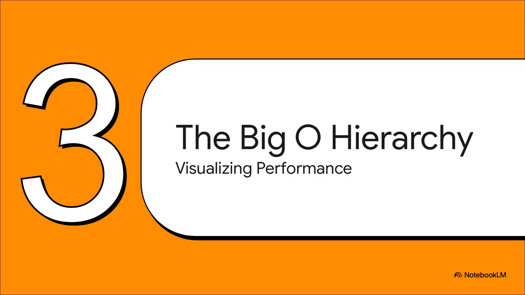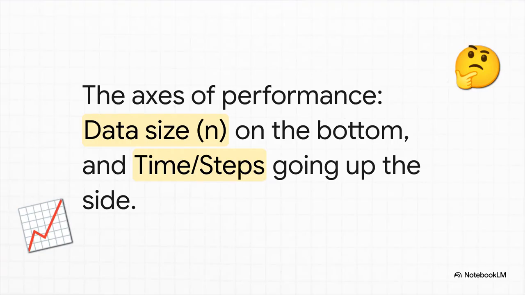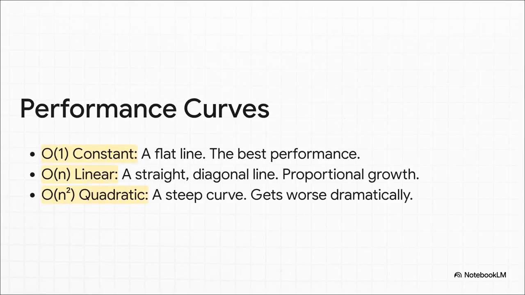So we've seen O of n and O of 1, but they're not the only players in the game. There's a whole family of these things, creating a full performance hierarchy. And the best way to get a feel for them is to actually see what they look like. Okay, I want you to picture a simple graph in your head. Along the bottom axis, you've got the amount of data, n, increasing as you go to the right. And then up the side, you have the amount of time or steps it takes to get things done. Got it?